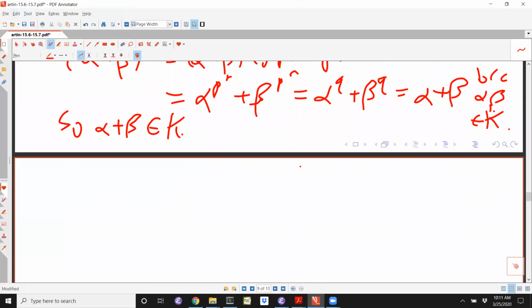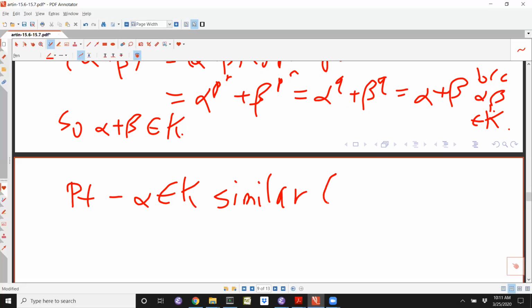All right. So let me say that the proof that minus alpha is in K is similar, but maybe less complicated. Well, actually, there are two cases: p is 2 and p is odd. So I'll leave that to you. That's sort of presented in the book.